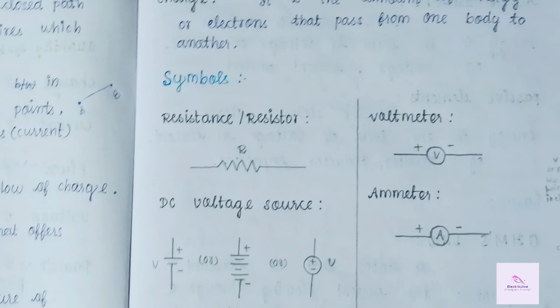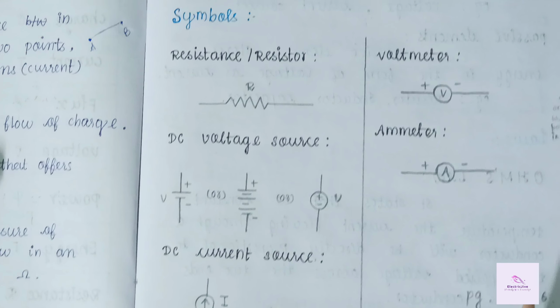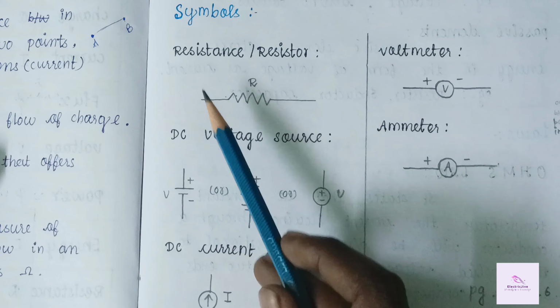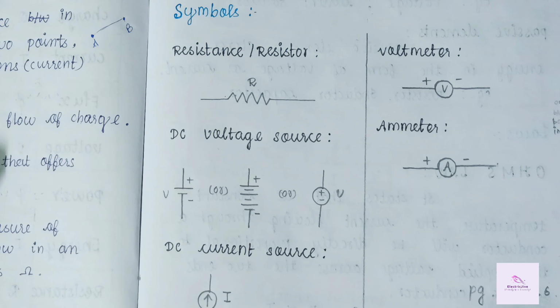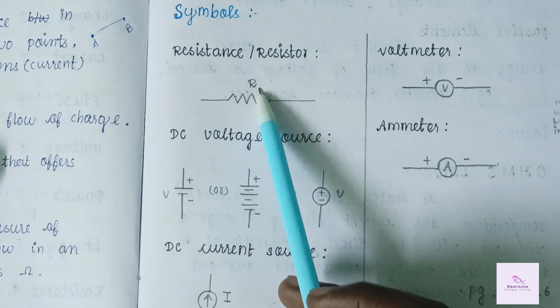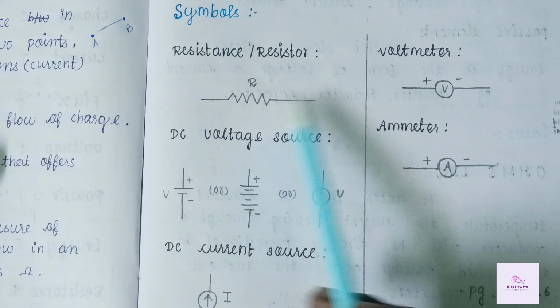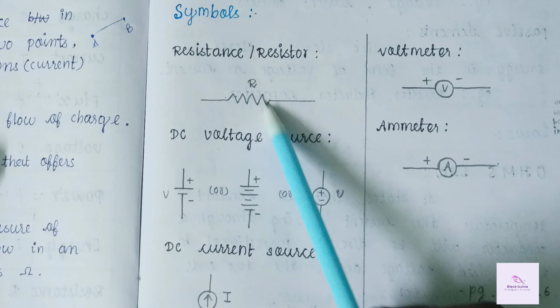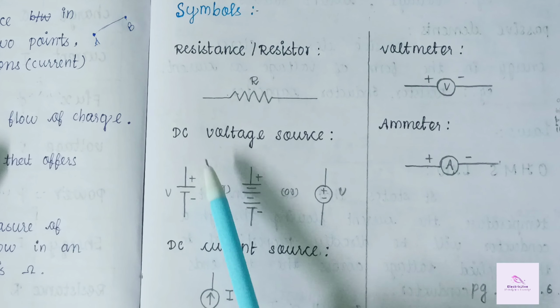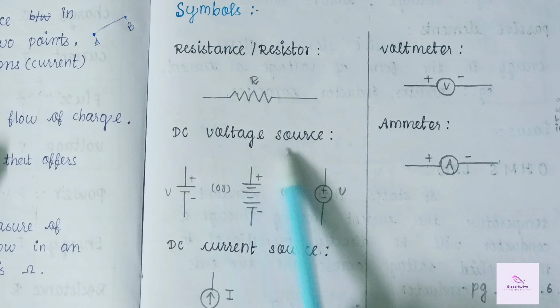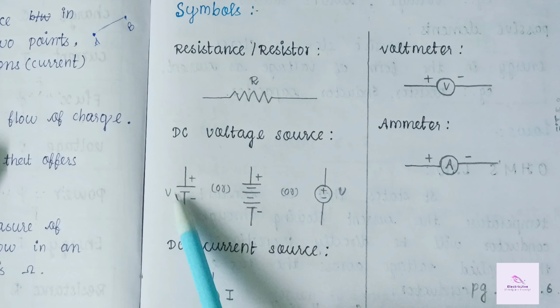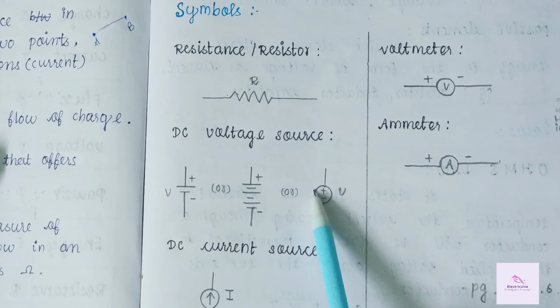Let us see the symbols for all the electrical components. First one is resistance or resistor. Resistor is denoted as R and its symbol is this, a triangle shaped symbol. Then DC voltage source. DC voltage source can be represented in three diagrams.